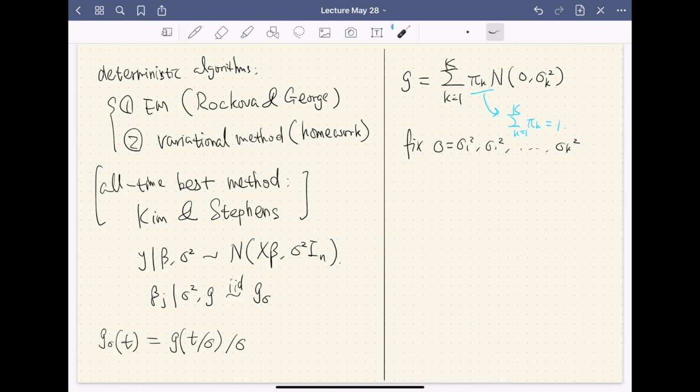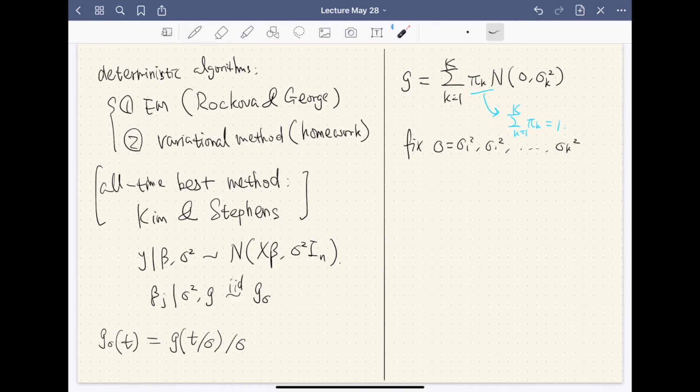How do you do that? Well, you can estimate the prior by fixing these grids, sigma 1 squared to sigma K squared, and then estimating pi 1 up to pi K from the data. In the end, they show in their paper, and also in Yang-So's thesis, which I think is available, I encourage you to read it, especially the numerical performances, which I think are striking.